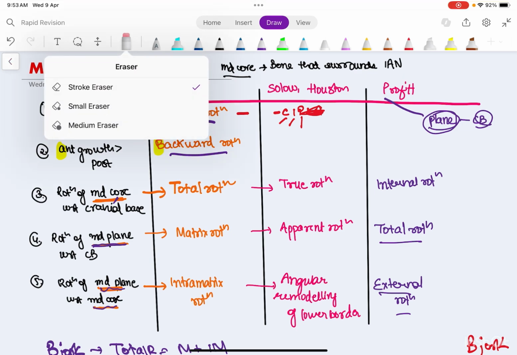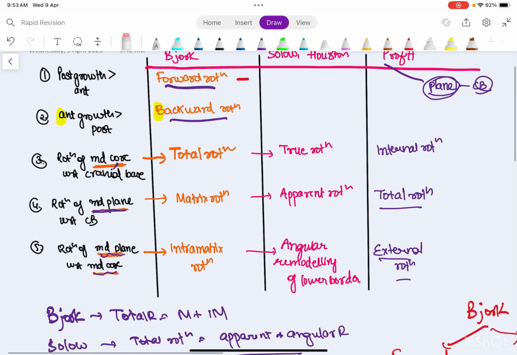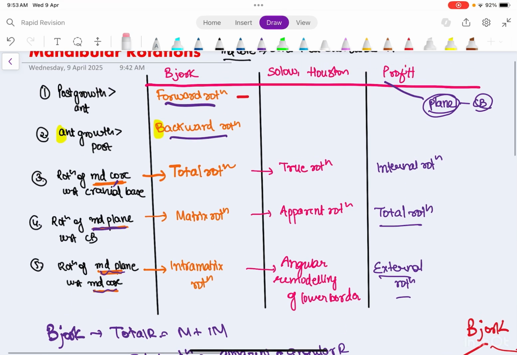Now in backward growth I told you that you just have 2 types. One is, see, just consider the condyle and the distal occluding molar. Then according to Bjork, he considered that the mandibular core is everything, and Solo also did the same. So total rotation was given by Bjork for mandibular core, and then he said that mandibular plane is something which I'm talking about the matrix.